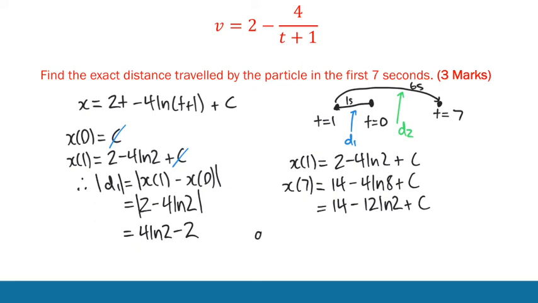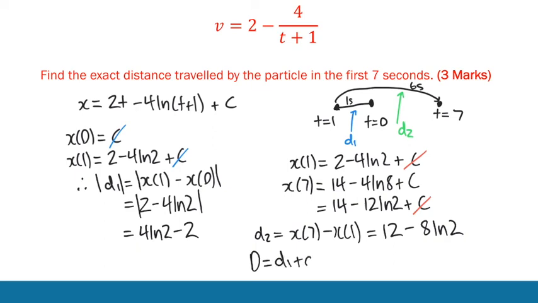And when we subtract those to get d2, the same thing happens as happened on the left. The constants are going to go away. So even though we never knew what that constant was, it doesn't matter. We can still use this method. And so what we get, if we're careful with signs, is 12 minus 8 log 2. The total distance traveled is the sum of d1 and d2, or the absolute value of d1 and d2. And so what that gives us is 10 minus 4 log 2, which is exactly what we had in the previous version of the working.